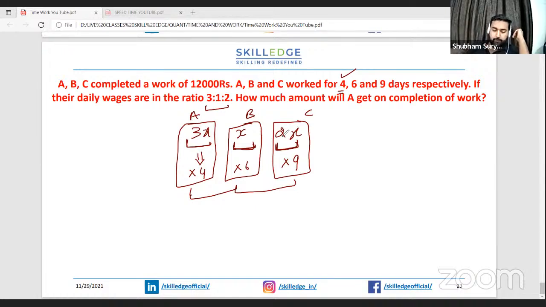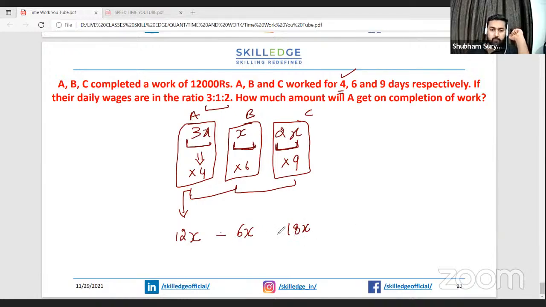Let's have a look at the solution, guys. So this is, I think, understood. The ratio can be converted into 3x, x and 2x, and these are the daily wages. So the actual wage has to be 3x into 4, x into 6, and 2x into 9. So the wage for the person A is gonna be 3 4s or 12x amount of rupees. This is what the person A has to get. Person B has to get 6x amount of rupees, and person C has to get 18x amount of rupees, guys.